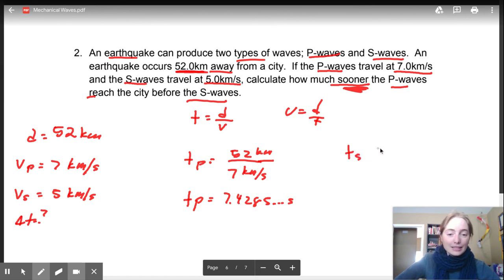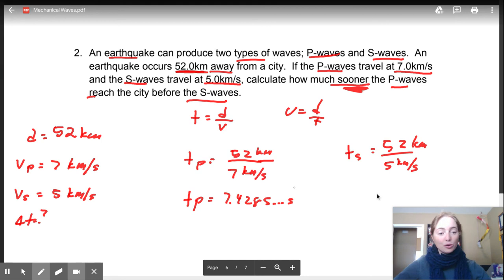And the time of the S wave, same equation. They're traveling the same distance, so 52 kilometers, but one is traveling at 5 kilometers per second. Note those units. Those units cancel. They're equivalent. It's all right. The only units left are seconds. So the time for the S wave is 10.4 seconds.